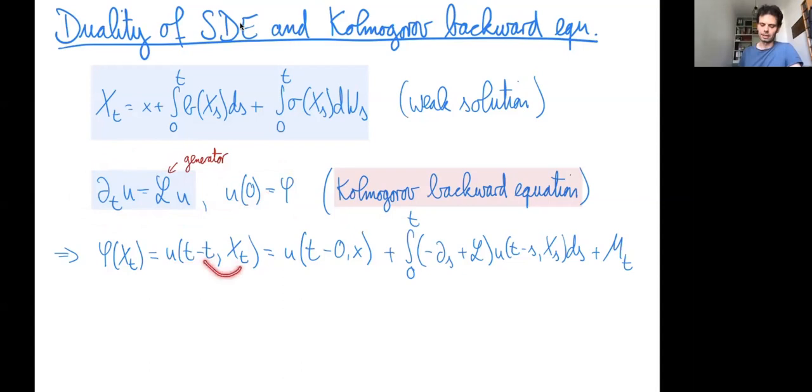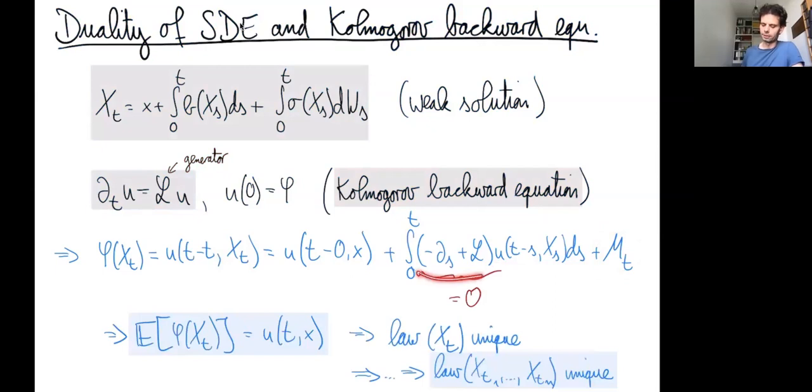Now we let time run. So this is u_{t-0}(x), and then here we get the time derivative, except that time is running backwards, so we get minus the time derivative, plus L, the generator coming from Ito's formula, of u_{t-s}(x_s), plus some martingale. This thing here is 0 because we have this equation, so what remains is a martingale. If we take the expectation, it drops out, and we see that the expectation of phi of x_t is equal to u_t(x).